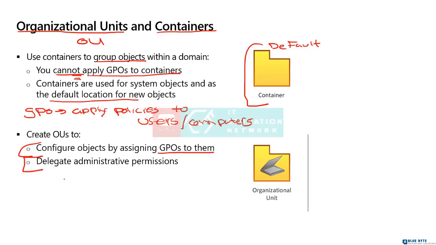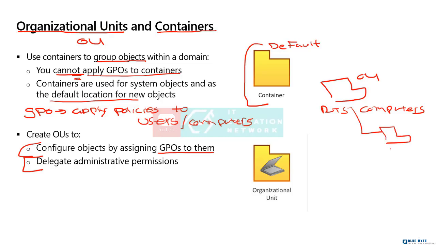Now, one way to think of this, let's say you have an organizational unit. I'm going to call it an OU, and you name this OU RTS Computers. You can create a child OU under this, named Laptops. You can create another child OU under it, named Desktops.